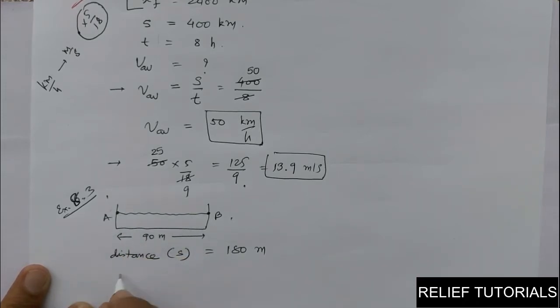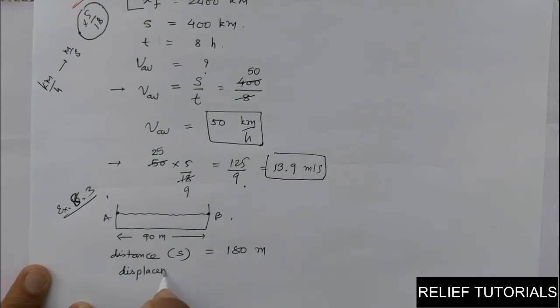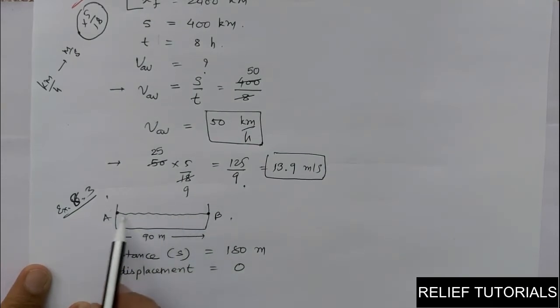So what is the displacement? Can I say displacement here is 0? Because she starts from A and ends at A. So no change in the position. So displacement is 0. And now the question is, you have to find average speed and average velocity.